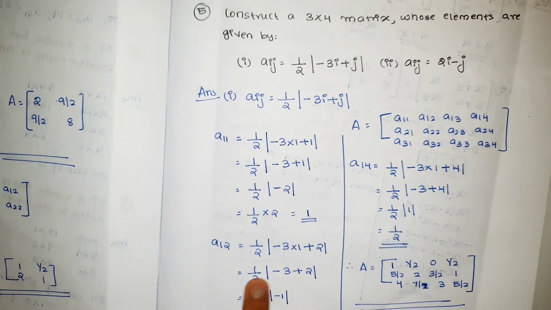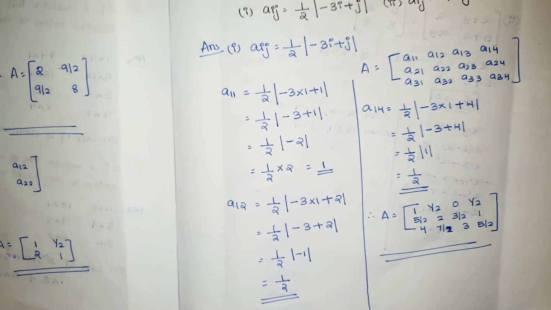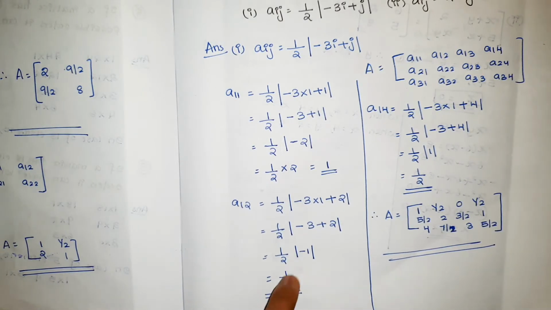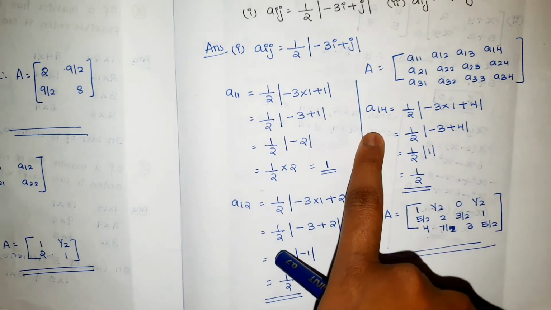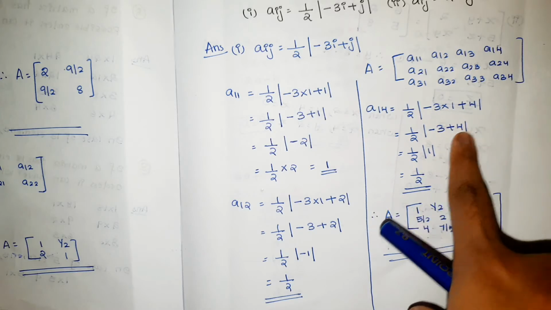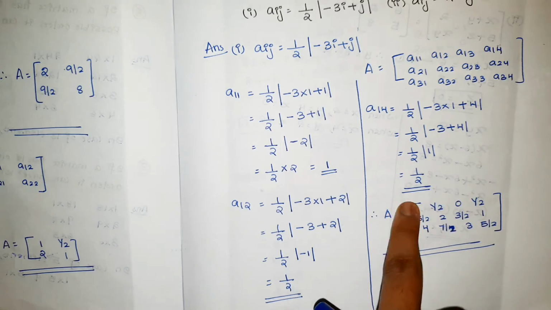Next is A12. A12 is half mod of, i is equal to 1 and j is equal to 2. So 3 minus 3 into 1 plus 2, whole modulus. Half into mod of minus 3 plus 2 is minus 1. That is half into mod of minus 1 is equal to plus 1, half into 1 is half. So that is the answer. Next is A14. A14 is equal to half into mod of (3 minus 3 into 1 plus 4). That is half into mod of minus 3 plus 4, half into 1, that is equal to half.